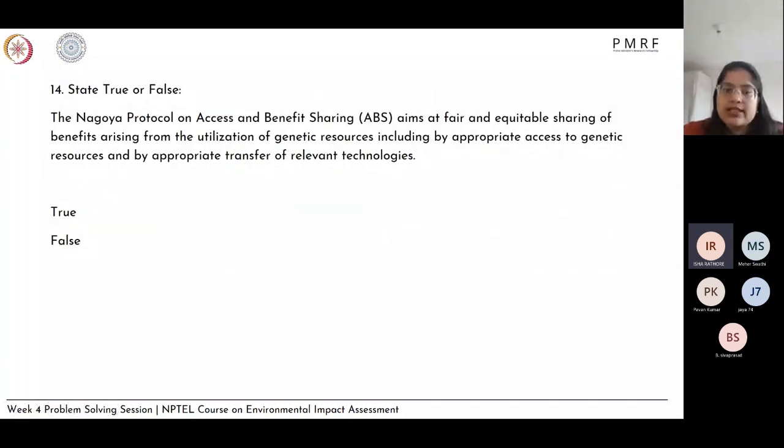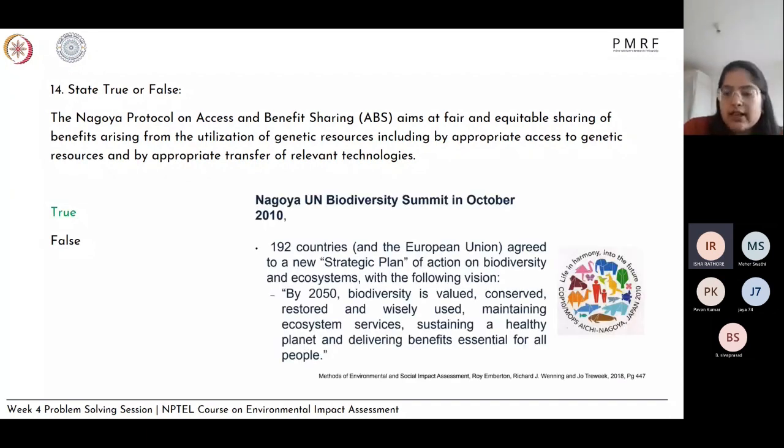The Nagoya Protocol on Access and Benefit Sharing, ABS, aims at fair and equitable sharing of benefits arising from the utilization of genetic resources, including by appropriate access to genetic resources and by appropriate transfer of relevant technologies. Is the statement true or false? It's basically saying that the access and benefit sharing from the Nagoya Protocol aims at equitable access to resources and equitable transfer of technologies between the countries. Okay, so we have an answer: true. The statement is true indeed.